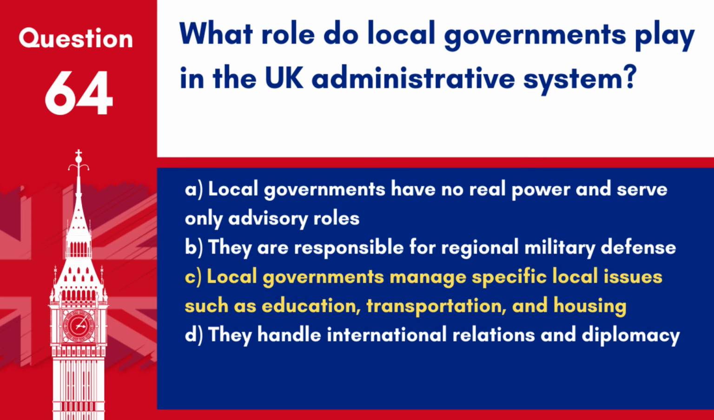Answer. C. Local governments manage specific local issues such as education, transportation, and housing. In the UK administrative system, local governments play a crucial role by managing and administering local public services and issues, including education, transportation, housing, and local infrastructure.